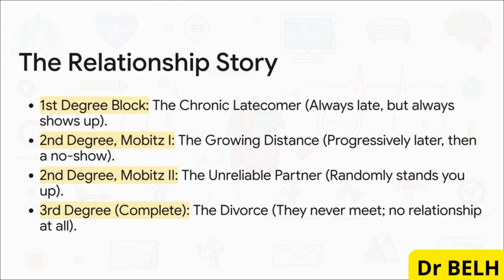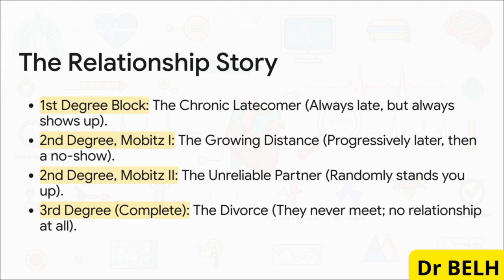Then there's second-degree Mobitz 1. Let's call this the growing distance. Your partner gets later and later and later until finally they just don't show up for a date. You'll see the PR interval get progressively longer and then a dropped beat. Now Mobitz 2 is different. This is the unreliable partner. They're usually on time, the PR interval is constant, but then completely out of the blue, they just stand you up. A P wave with no QRS.